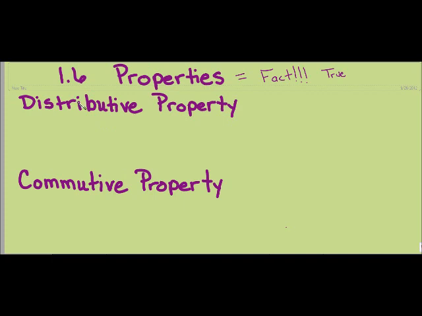Let's take a look at the distributive property. The whole point about the distributive property is you're distributing a number through multiplication. And you're distributing that multiplication to either an addition problem or a subtraction problem. So let's talk about what it actually means first. I have a number A outside the parentheses, and I have a problem inside, B plus C.